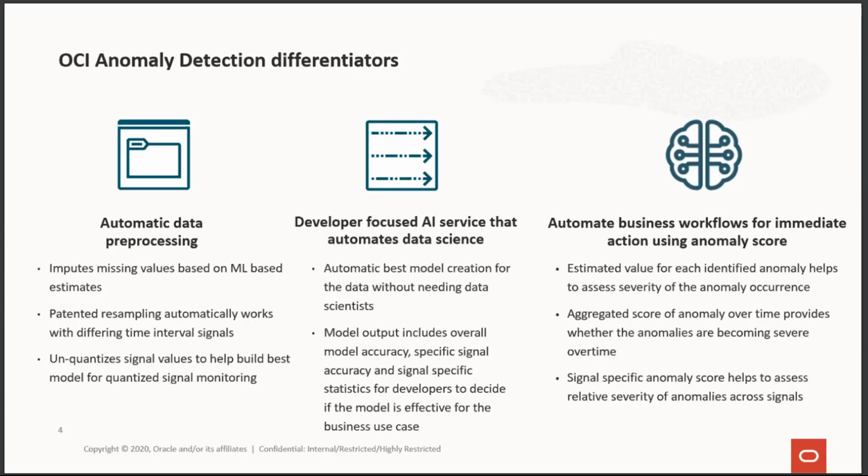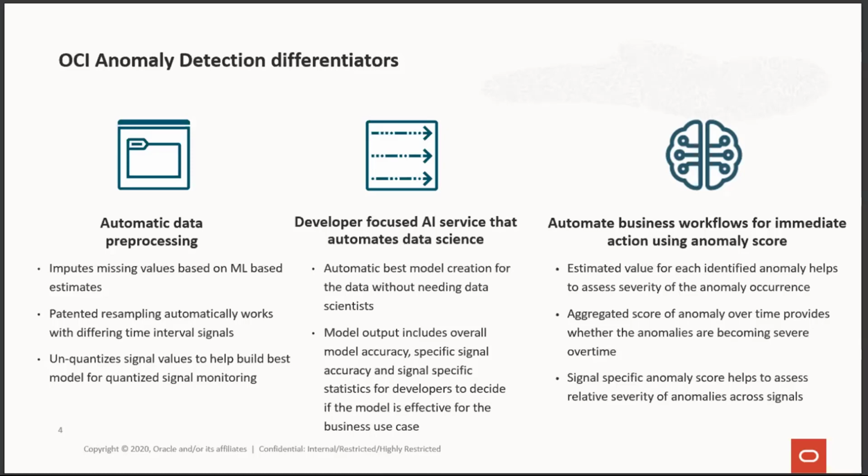Secondly, the OCI anomaly detection service is a developer-focused service that automates a lot of the data science tasks. The output of the model training step presents important data to the developer or the business user, and they can understand and see whether the model is really the best model for them or not. The model training output helps developers fine-tune the accuracy of the predictions by fixing specific data quality issues. And if the model accuracy isn't good enough, then the developer can see which data quality issues they need to focus on and then build a better model.